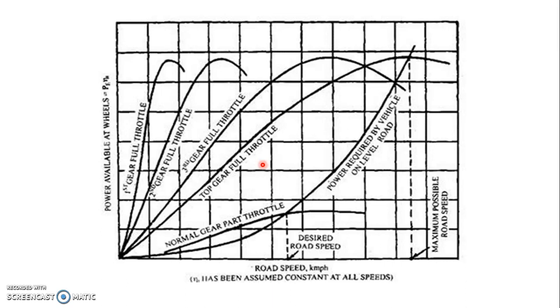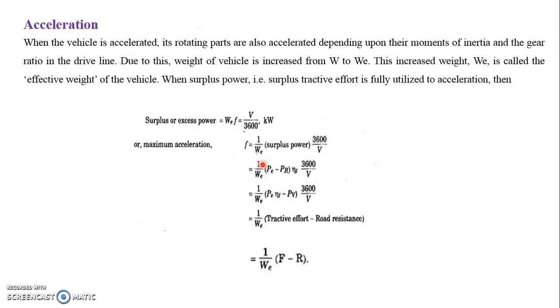So in this manner, there are different performance parameters for the power. Now let's see the first road performance, that is acceleration. As we know, when a vehicle is accelerated, its rotating parts are also accelerated, and it will depend upon the moment of inertia of that particular rotating part and the gear ratio in the driveline. There are so many rotating parts in the vehicle.